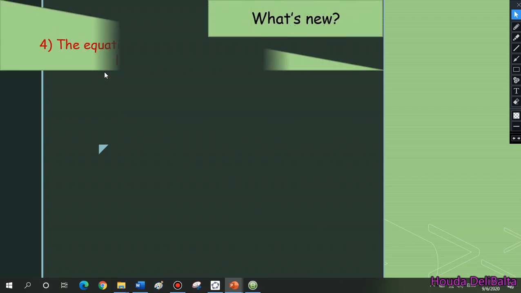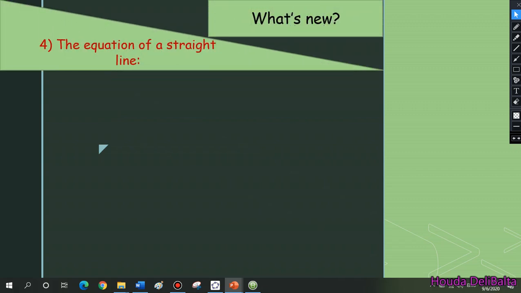In this part, we are going to start new ideas. And the first new idea we are going to talk about is the equation of a straight line, and that's the most important idea in this chapter, titled Lines in the Coordinate System.